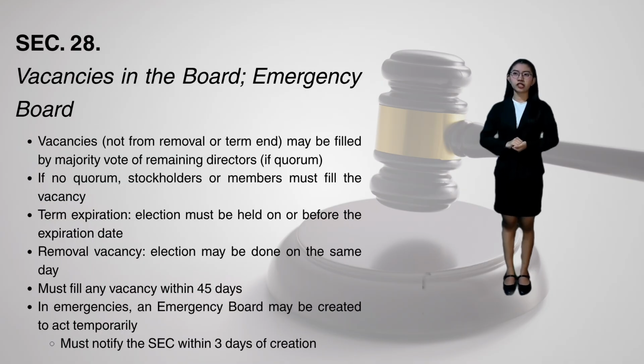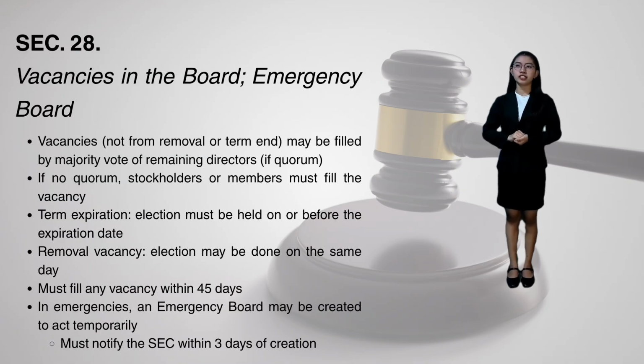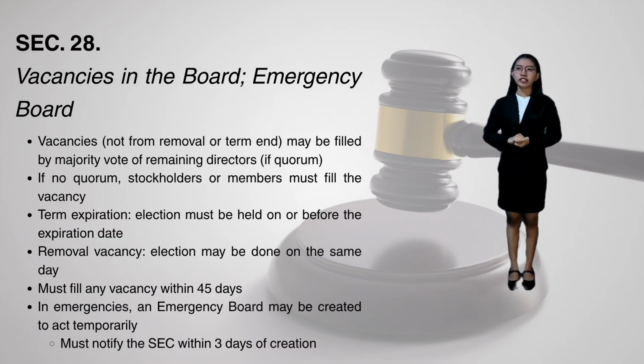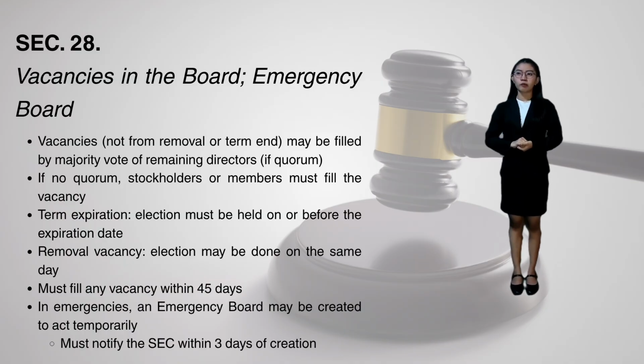Section 28 talks about what happens when there's a vacancy in the board. For example, when a member resigns, dies, or becomes disqualified. If there's still a quorum, meaning enough members to make decisions, the remaining directors can vote to fill the vacancy. But if there's no quorum, then the stockholders or members must hold a meeting to elect a new one.